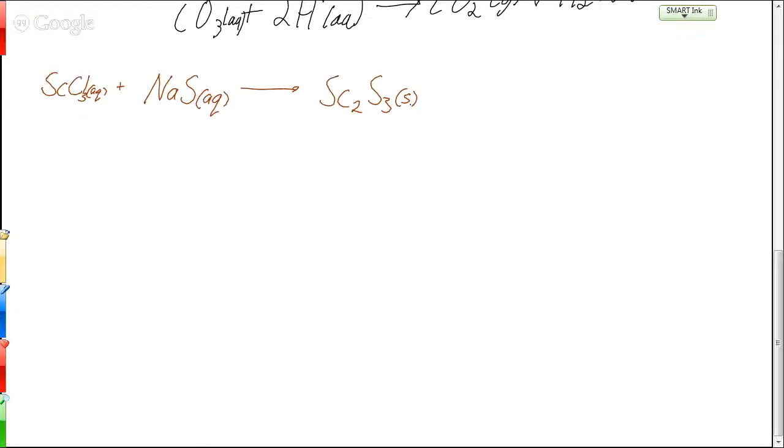Right, we know those sulfides are usually insoluble. Scandium is technically in the middle, but I believe it's one that really only ever has a +3 charge. So sometimes you don't see it with the parentheses. I think we could go either way on that. And then the other product would be what? Sodium chloride, right?